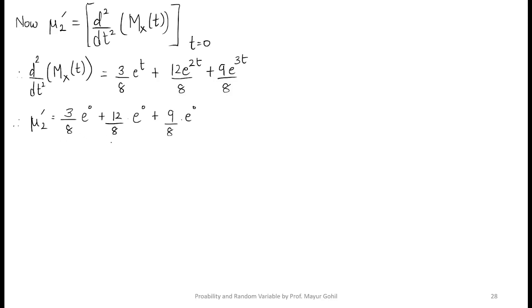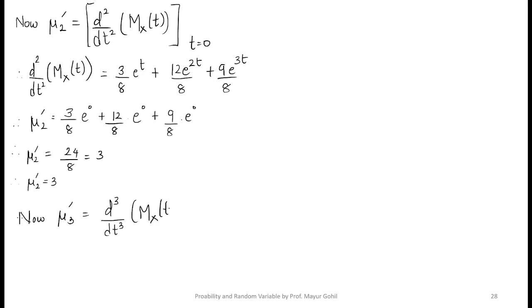So what we get is 15 plus 9 is 24 upon 8, which is 3. So mu2 dash is 3. We have got the answer for mu2 dash. Now we calculate mu3 dash. mu3 dash is basically the third derivative of MX(t) evaluated at t equal to 0.